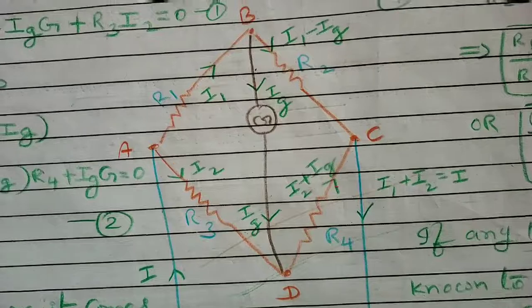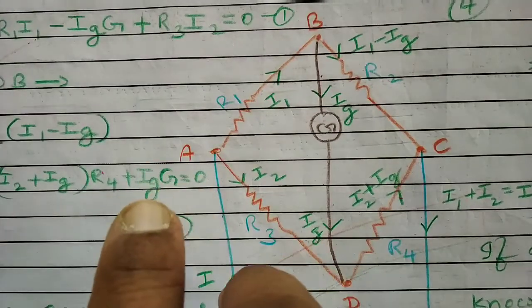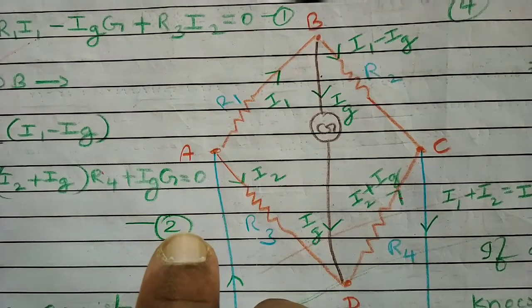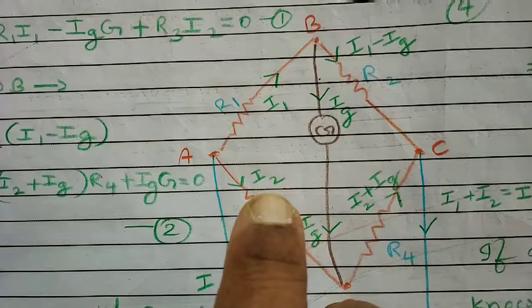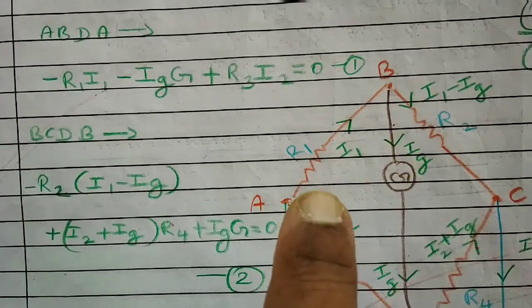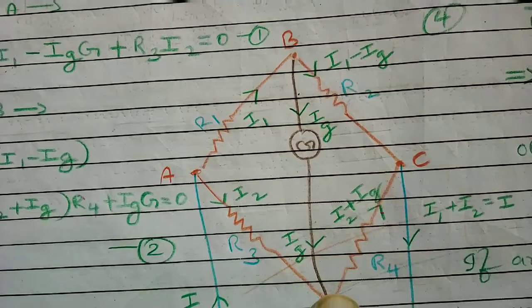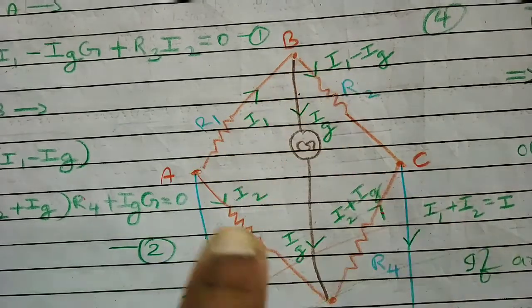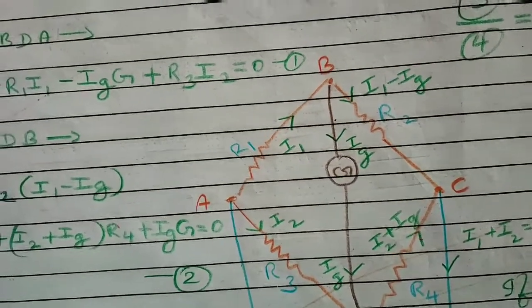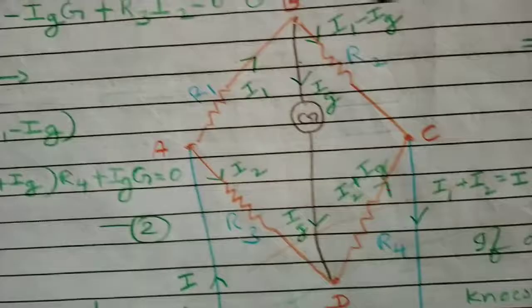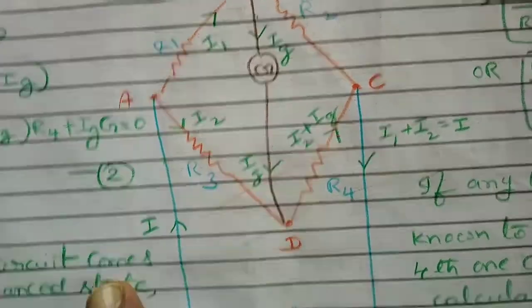Now first we have to get the equations by applying Kirchhoff loop rules. For example, first I am taking the loop ABDA. In this loop, I want to apply Kirchhoff loop rule. At first, I should imagine currents.